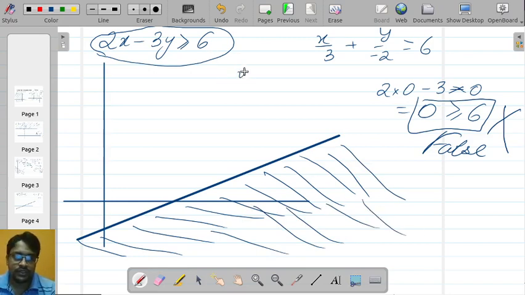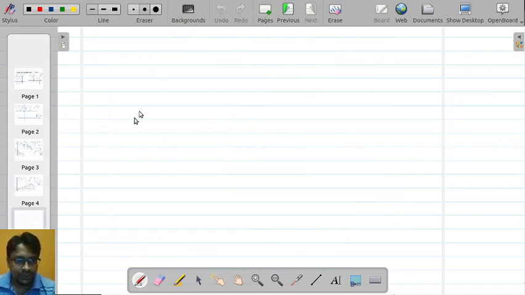So you can have a check also. I can always write this one as, if I interchange the sides, y is less than or equal to (2x - 6) by 3. So y equal to this is this line, so y less than will be somewhere here, this region. So that you can also check. So this was about plotting inequations. I hope you can plot several types of inequations now.